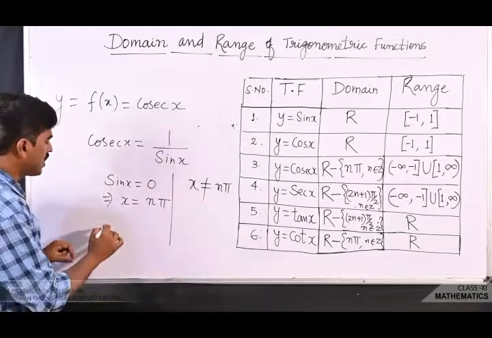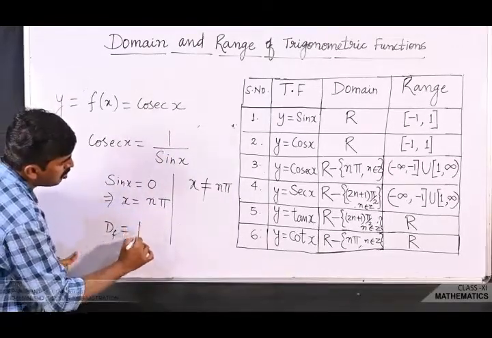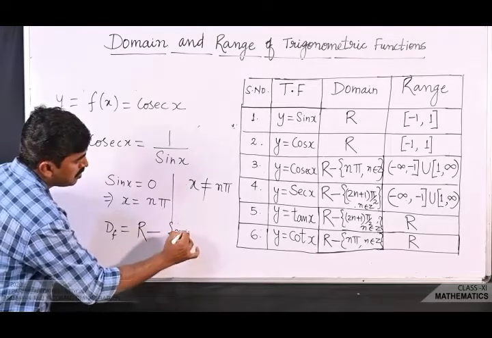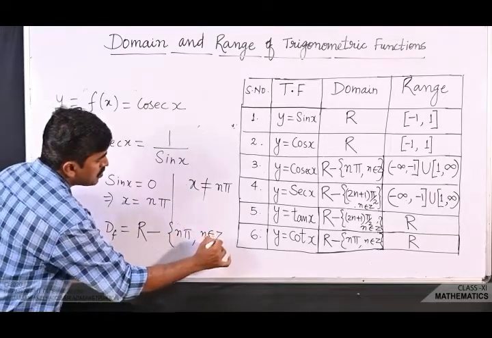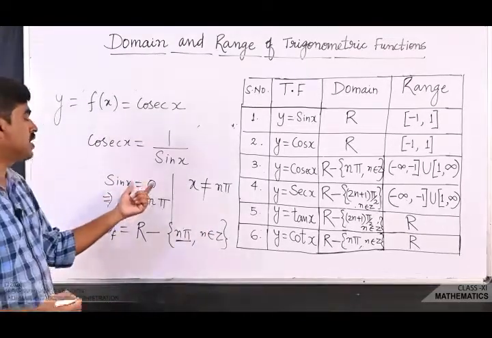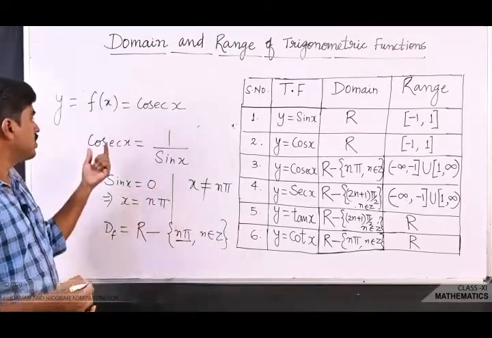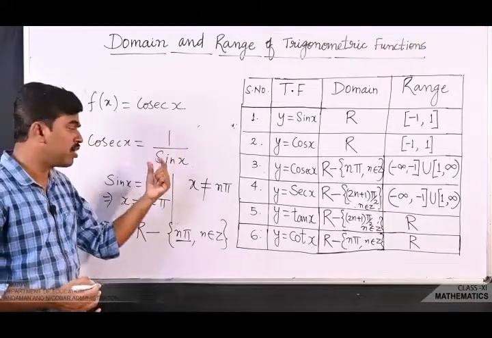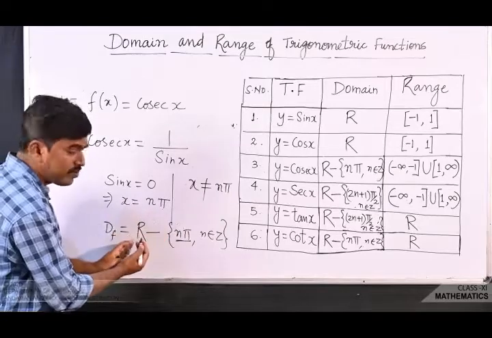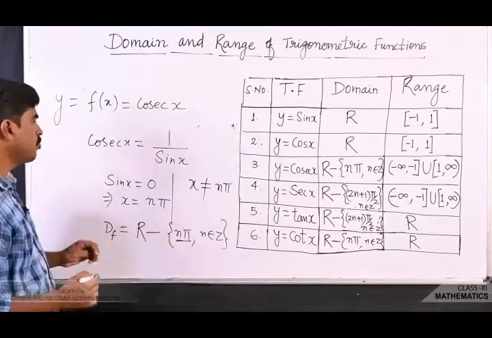So the domain of the cosec function is the set of real numbers minus n pi, where n belongs to Z. At all integral multiples of pi, sin x becomes 0 and cosec x becomes not defined. So we have to subtract all n pi from the set of real numbers.